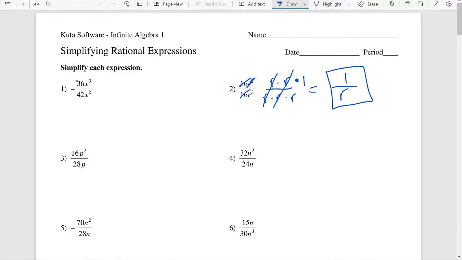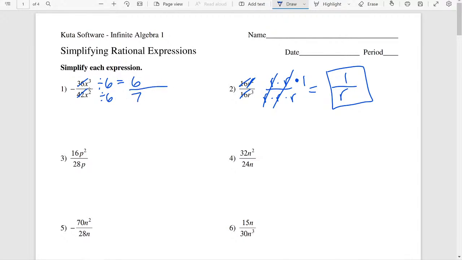So we're going to go back to number 1. And as I cross this out, I'm going to cross these out because they don't divide completely evenly, but they do both divide by 6. So one thing I can do is I can do it this way. Divide by 6, divide by 6. And if I do that, then I would get 36 divided by 6 is 6. 42 divided by 6 is 7.